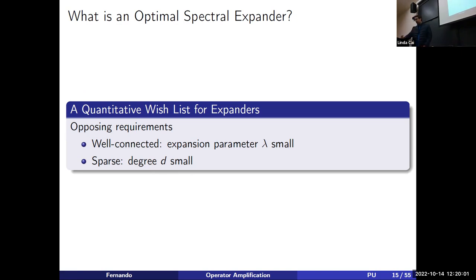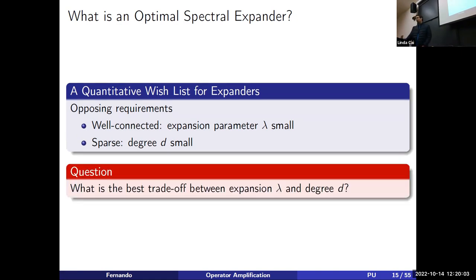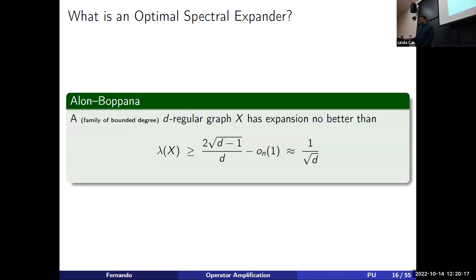But as you might expect, there are trade-offs. And people ask: having a small lambda is great, but how much do I need to pay in terms of the degree? How many edges do I need to achieve this kind of expansion? An important bound in this direction is a lower bound. It tells you, depending on the degree, a lower bound on the spectral expansion. This is called the Alon-Boppana bound.